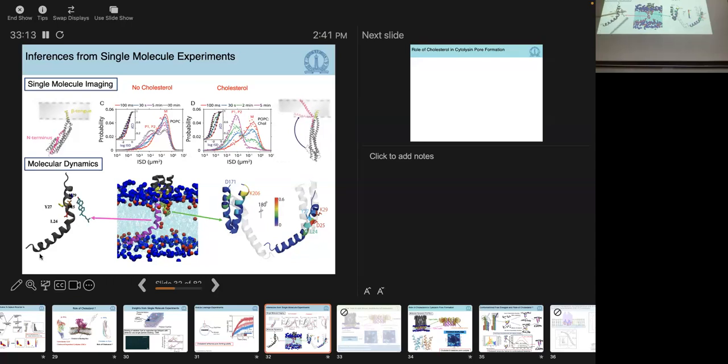So this is the single monomer complex that's in the membrane. And we started to find cholesterol hotspots. If you look at these residues here, we started to observe that the cholesterol actually binds to some of these residues, which are in the inserted alpha helix. Then in the beta tongue region also, we found that certain residues have cholesterol hotspots.